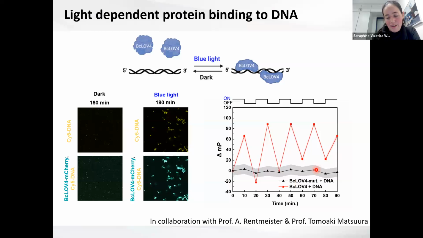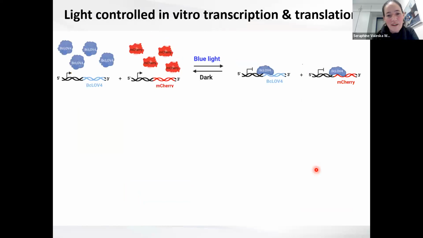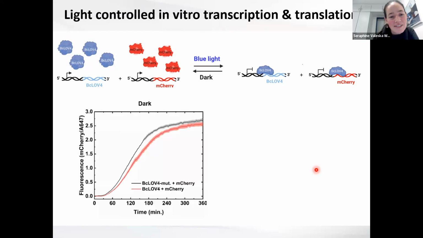So this was a nice finding, but then would this be enough to inhibit transcription and translation? We added DNA coding for BCL4 into an in vitro transcription translation reaction with an mCherry reporter. And you can see that in the dark, we have a rather unspectacular profile. We see production of mCherry over time, no matter if you add the mutant that is insensitive to light or the BCL4 protein.